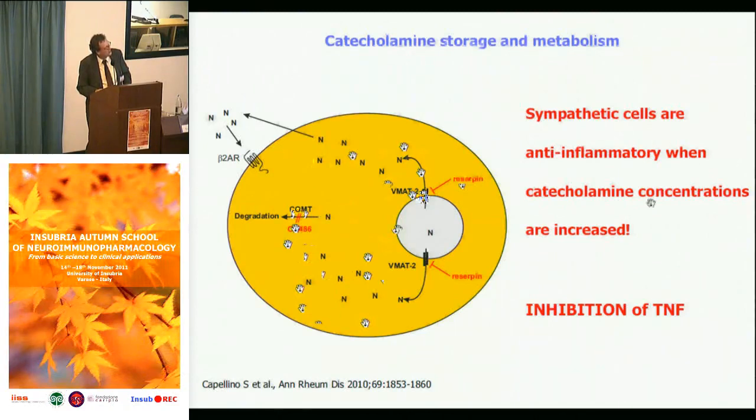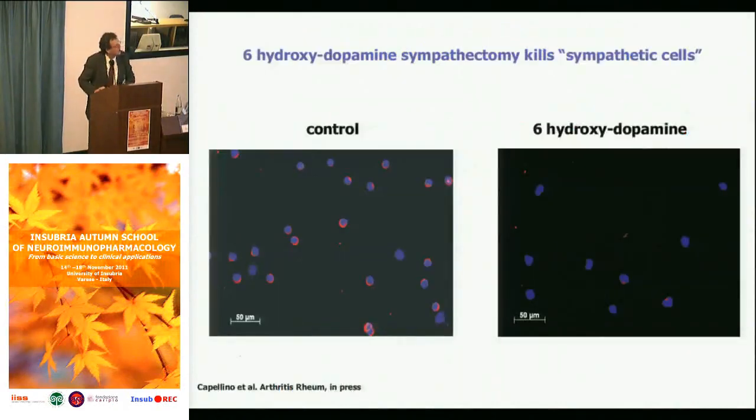And when we do that, then we clearly see that these sympathetic cells are anti-inflammatory when the catecholamine concentrations are increased, with a clear inhibition of TNF. I summarize this only. I don't show much of the data. The data are published in this paper in the Annals of the Rheumatic Diseases. So the sympathetic cells are anti-inflammatory. They stop the production of cytokines.